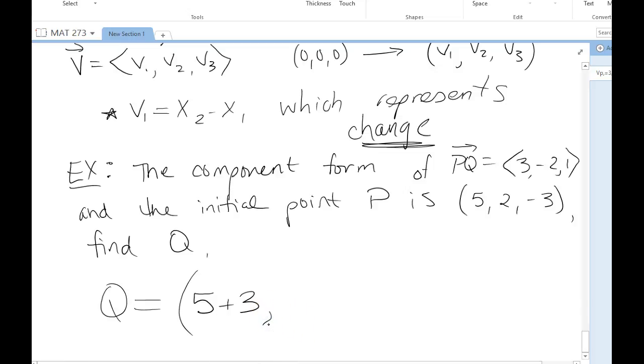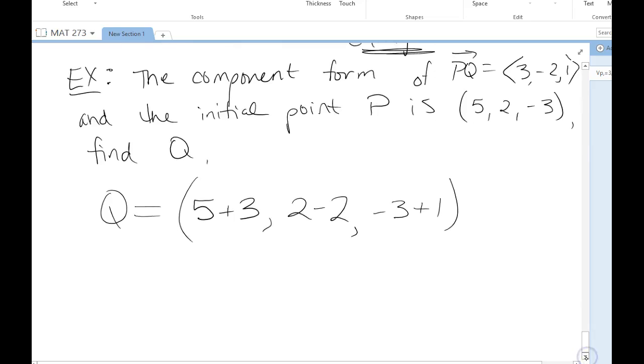What y coordinate are we starting at? 2. And the component form says as we move along this vector, our y coordinate is going to go down by 2. And then the z coordinate is -3. The component of the vector is +1. That means as we move along this vector, the z coordinate is going to increase by 1. So Q should be 8, 0, -2.